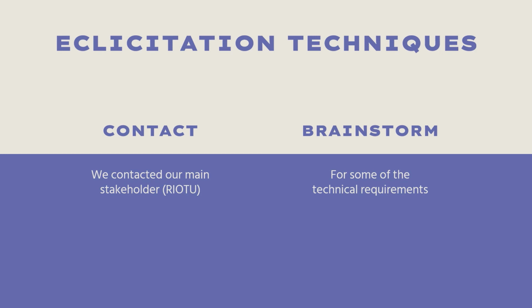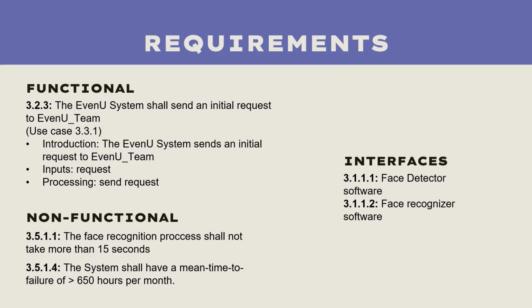But for the extra features that we added, we used brainstorming to come up with ideas that would be helpful and that we feel will bring value to the application. Here are some examples of functional, non-functional, as well as interface requirements.